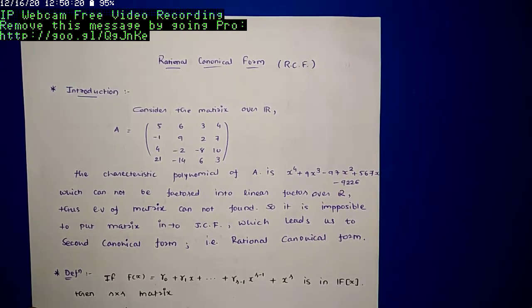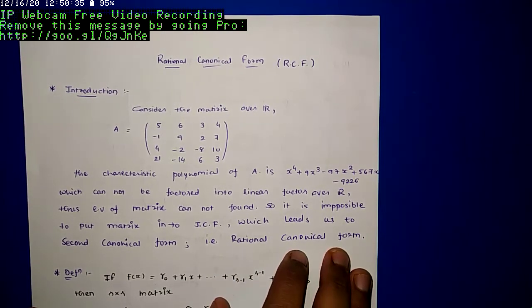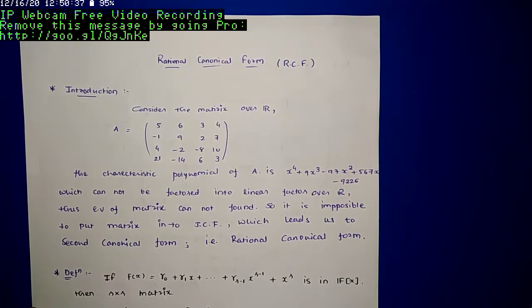That means if we have a minimal polynomial or a characteristic polynomial whose roots are not all in the given field, then we have to go to rational canonical form. Now, for that we need to study a companion matrix.